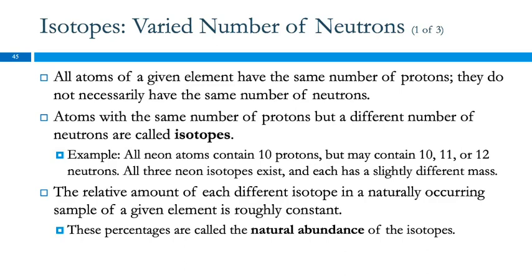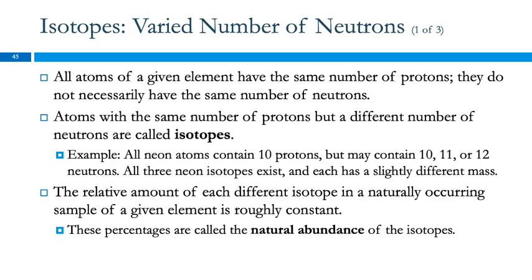So all atoms of a given element have the same number of protons, but they do not necessarily have the same number of neutrons. And this is where Dalton's atomic theory had to be modified a little bit, because he said all atoms of a given element are exactly the same. And that's not quite true. They all have the same number of protons, but they don't have the same number of neutrons. So when you have 2 atoms that have the same number of protons but different neutrons, they're called isotopes.